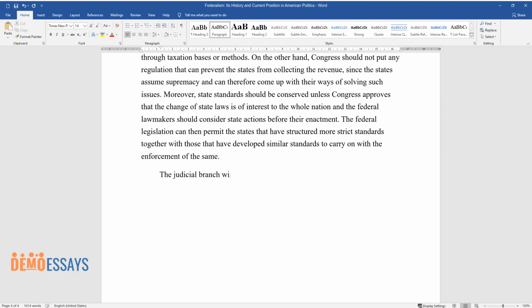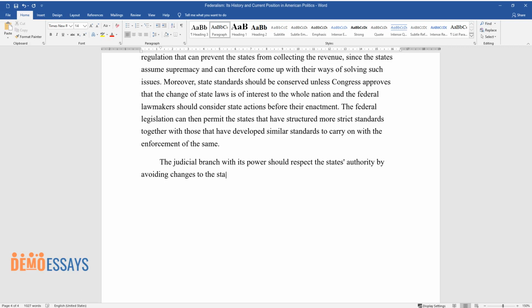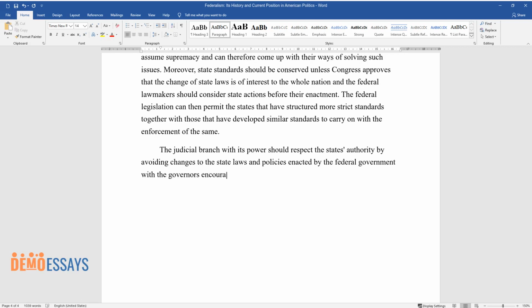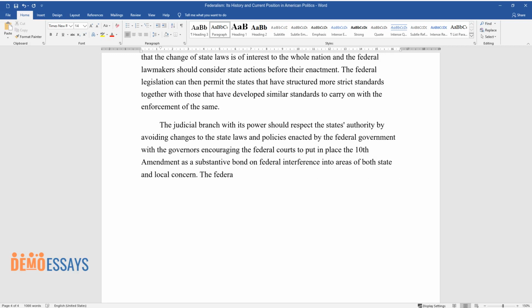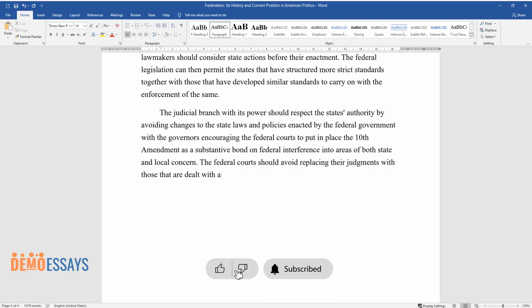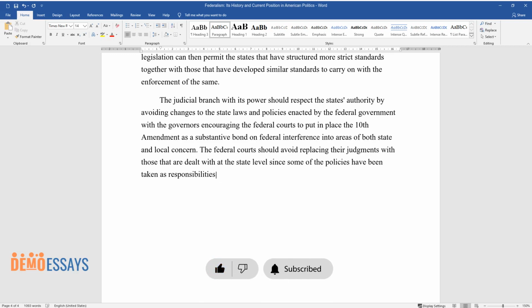The judicial branch with its power should respect the state's authority by avoiding changes to the state laws and policies enacted by the federal government, with the governors encouraging the federal courts to put in place the 10th Amendment as a substantive bond on federal interference into areas of both state and local concern. The federal courts should avoid replacing their judgments with those that are dealt with at the state level, since some of the policies have been taken as responsibilities of the states.